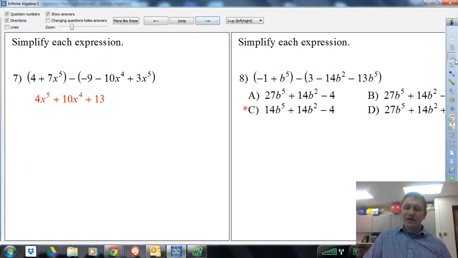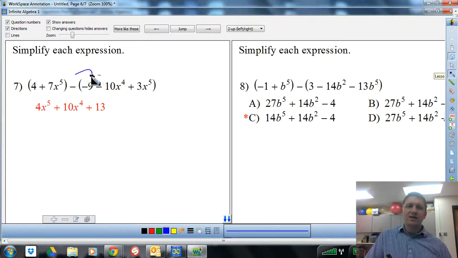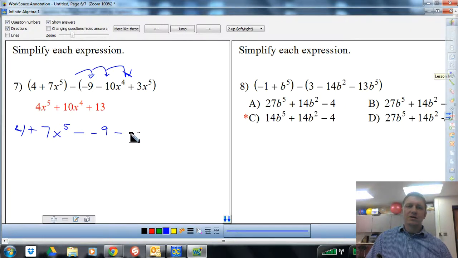Here is number 7. Going to go just a little bit quicker. Remember, this applies itself here and to this last one over here. So we're going to rewrite the first one, dropping the parentheses. Then I take this negative right here, and this is a minus a negative 9. You don't have to show this much work, but I'm just making it real clear what we're doing here. Minus a negative 10x to the fourth.